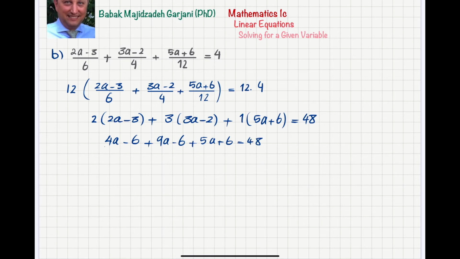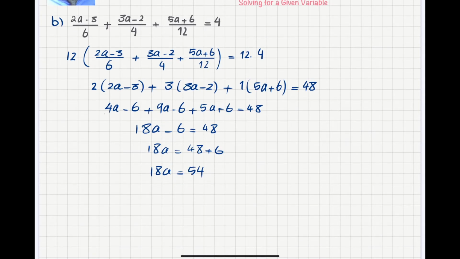And then what happens is that you have 4a and 9a and 5a. You add them together, it becomes 18a. One of these 6 and the other one is cancelled. Minus 6 is left for me, 48. I move 6 to the right hand side. 48 is already there. It becomes positive 6. 18a is equal to 54. And then finally, if I want to calculate a, it becomes 54 divided by 18.